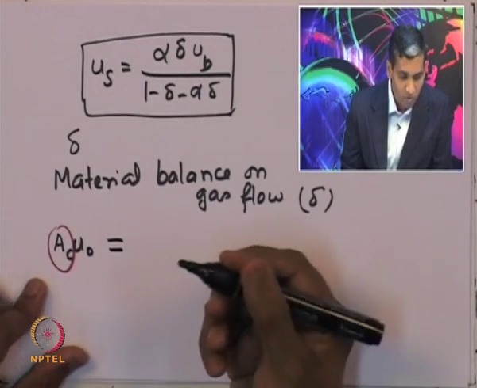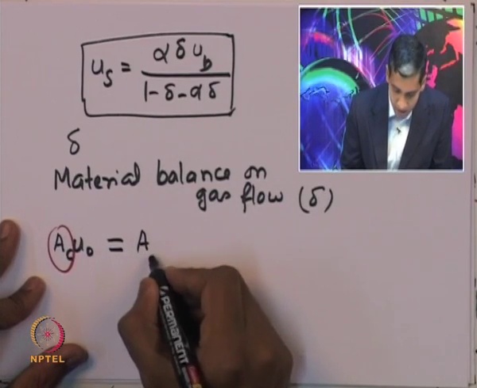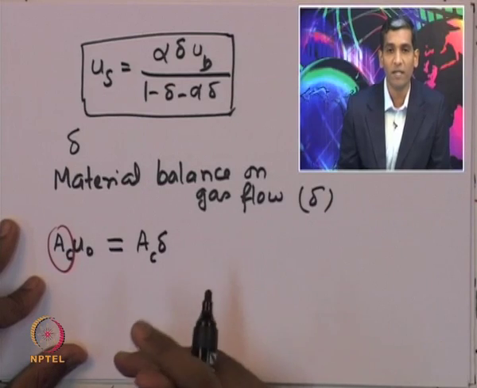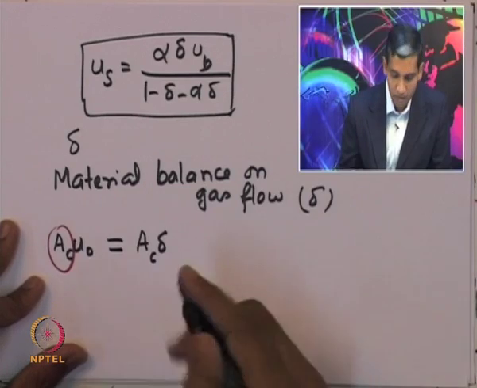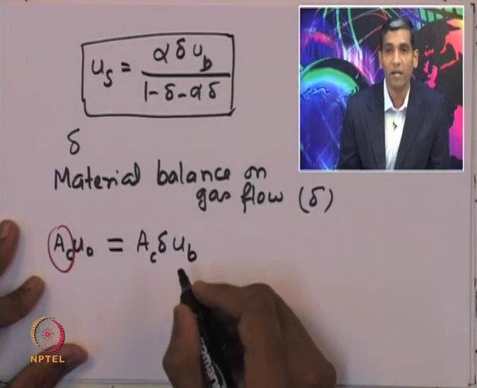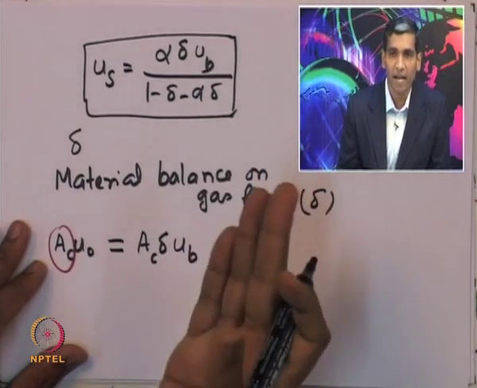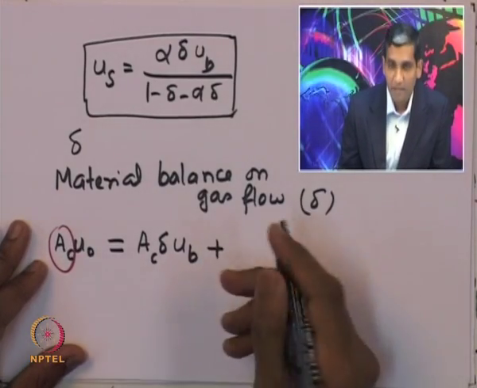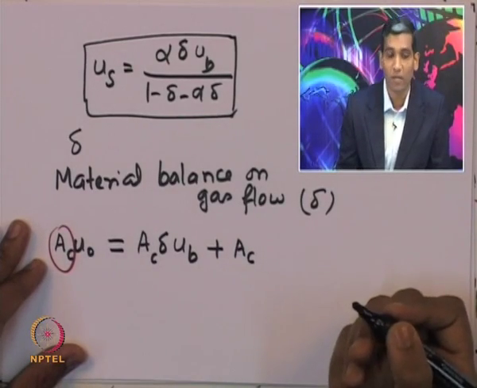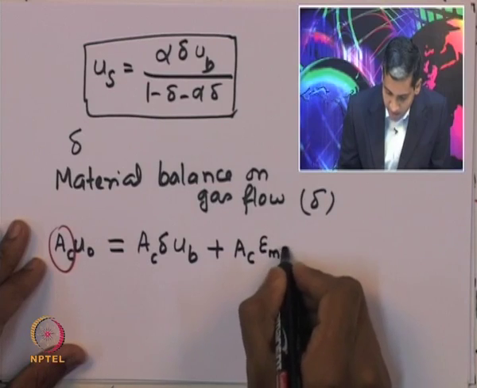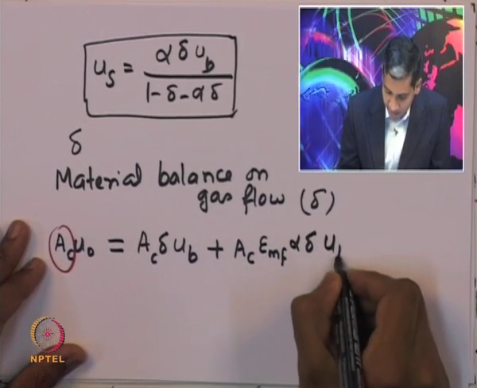So that should be equal to the gas that is actually carried by the bubbles. So that will be the cross sectional area into delta, which tells you the fractional area that is actually occupied by the bubbles, multiplied by the velocity UB, which tells us the flow rate of the gas that is actually carried by the bubbles. Plus some of this gas is now going to go in the wakes. So that can be estimated as AC, the cross sectional area, multiplied by the porosity at the minimum fluidization velocity, epsilon MF, into alpha into delta into UB.